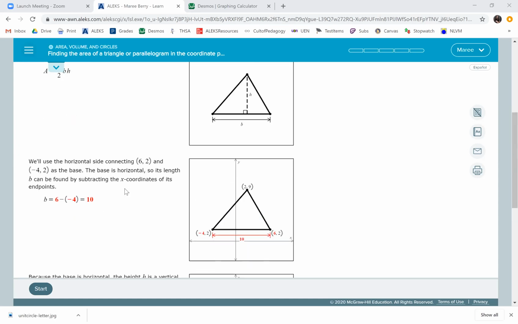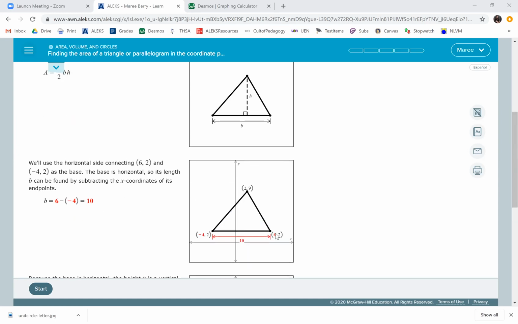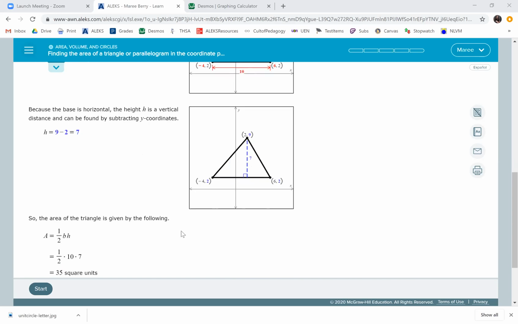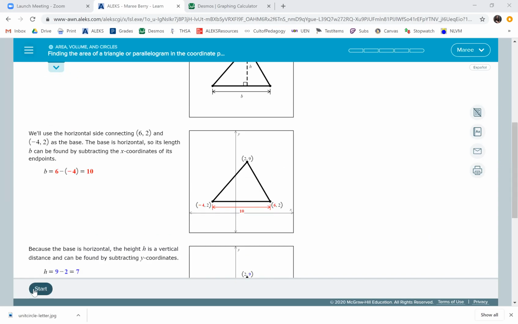So to find how far apart they are, you can take the x values and subtract them. So 6 minus a negative 4 is a positive 10. So this is 10 apart. Or if you count the spaces, that will help too. And then to see the height, you see how far apart the y's are. So 9 minus 2 is 7. So you have 10 times 7 and then divide it by 2, and you get 35.